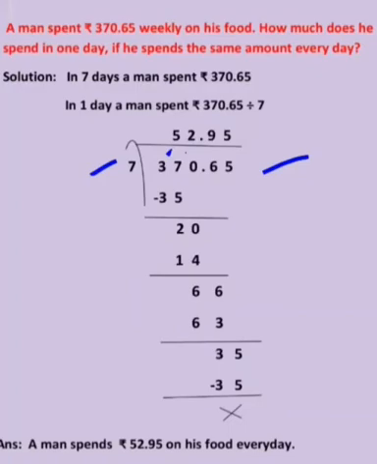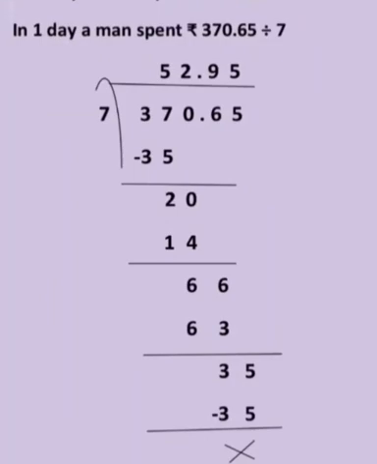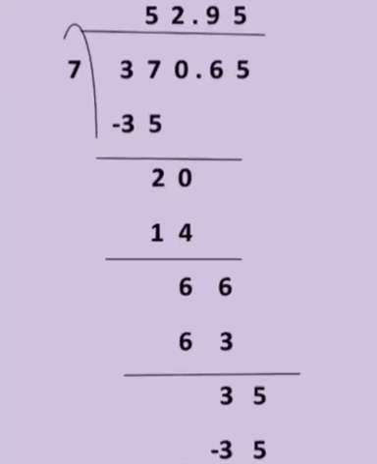Within 37, you have to check how many times 7 will go. So in the 7 table, 5 sevens are 35. After subtraction, the 2 is left, and in the next step the next digit 0 is coming down here. Now 20 is the dividend.